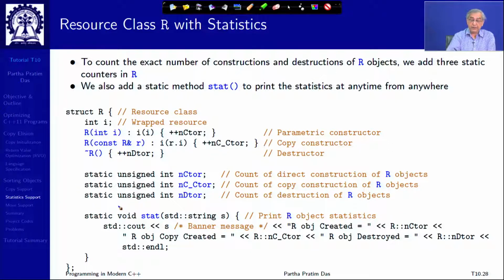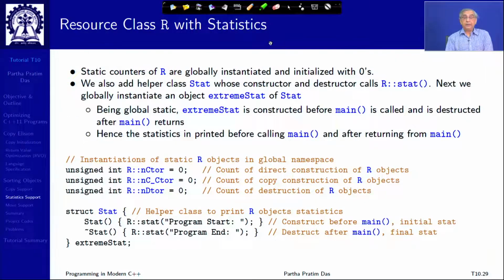Now, since I have these static members, I will need to instantiate them in the global space, and I instantiate and initialize them with 0. In addition, I do something interesting: I define another class, in whose constructor I call this stat function, say with "program start", and call the stat function again in the destructor with "program end", and I define a variable of it, instantiating it in the global space.